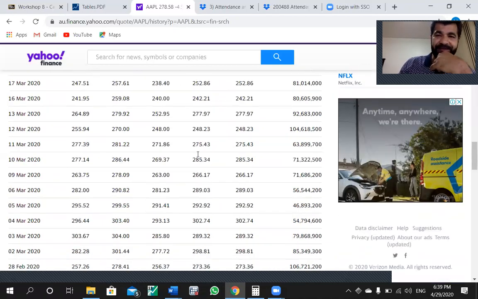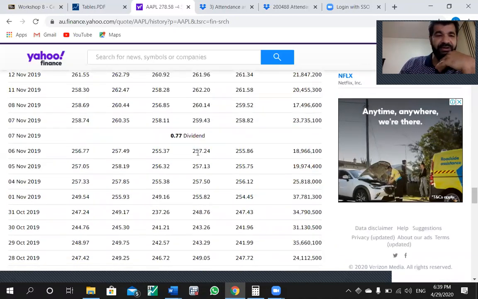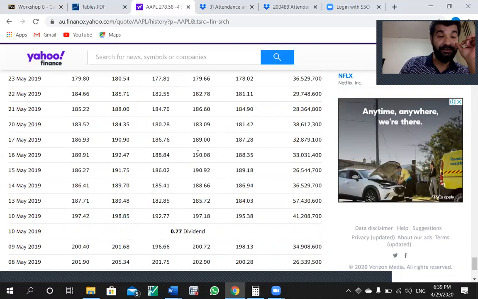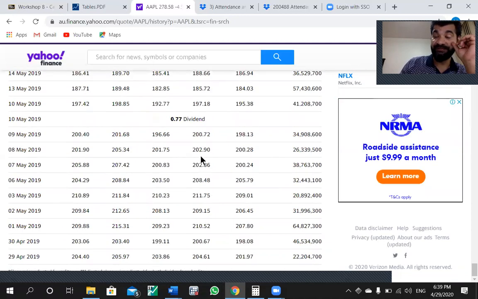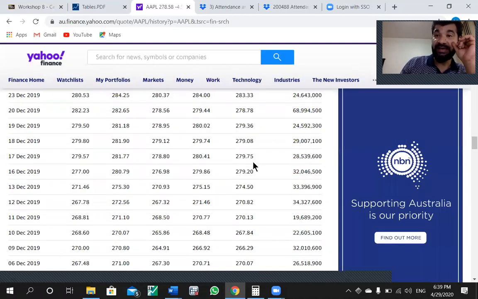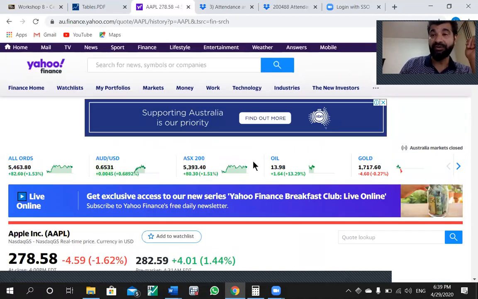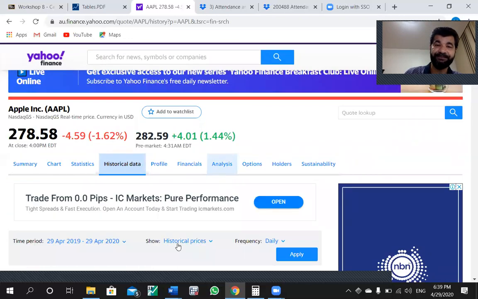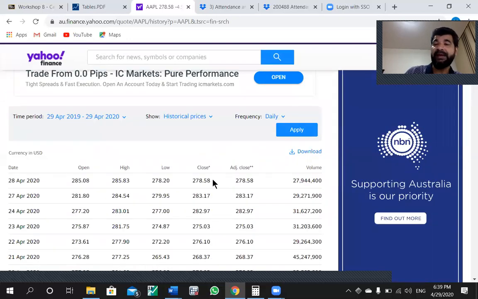This is the daily past data of the share price, from 2018, 2019, and all these years back to December 1980, when Apple Computer first went public. They have all the data in here.